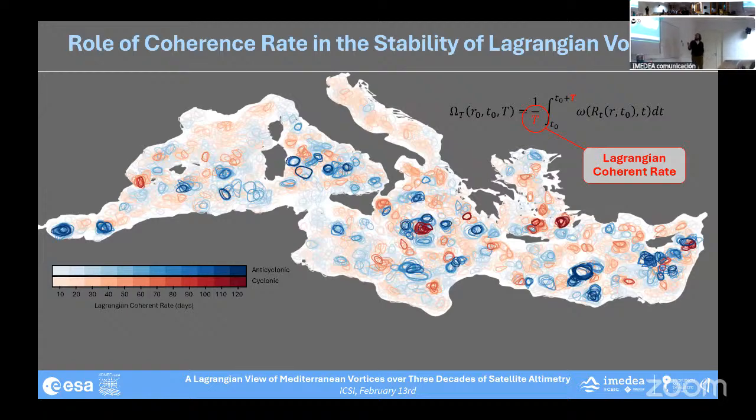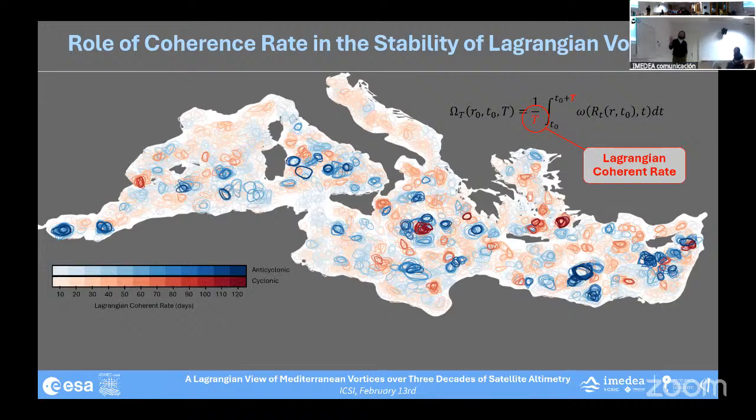Because I said that the time that we use to integrate all these particles is very important to understand the different properties of the transport. We have a sensitivity study on how the properties of these Lagrangian vortices change with the Lagrangian coherent rate, the time that we use to make the trajectory of the particles within the contours. Here you can see that there is a lot of variability depending on the Lagrangian coherent rate.